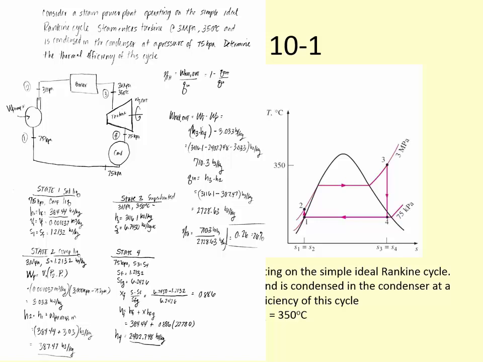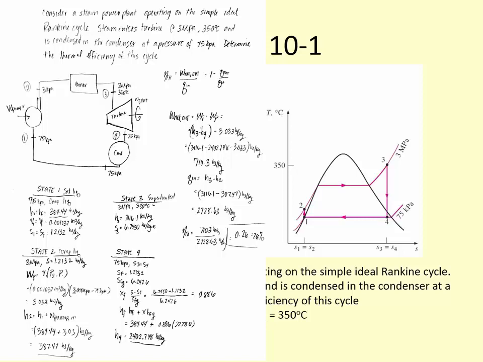Okay. So now we know H2, we know H3. We can calculate our boiler work, Q in, is equal to H3 minus H2. So that's 3116.1 minus 387.47 kilojoules per kilogram, which is 2728.63 kilojoules per kilogram. We know our work net out.